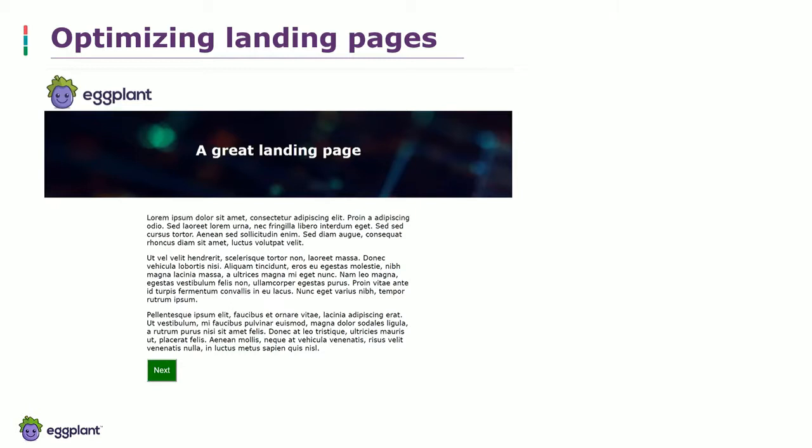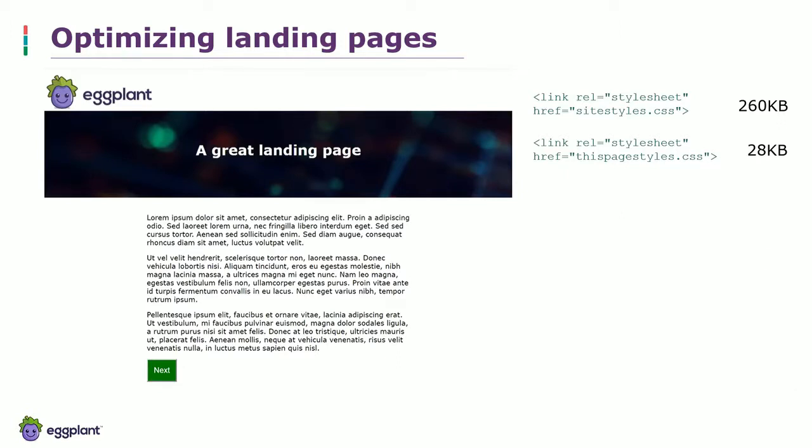One of them is to use a different template, not the one that applies to the whole site. This allows you to load only, say, the scripts and the styles you need for that page, rather than the bundles you need for the entire site. So, for example, the site-wide styles for a website could easily be 260 KB, and you should be able to shrink that down hugely, maybe to something like 28 KB, which is going to make your landing page display that much faster.